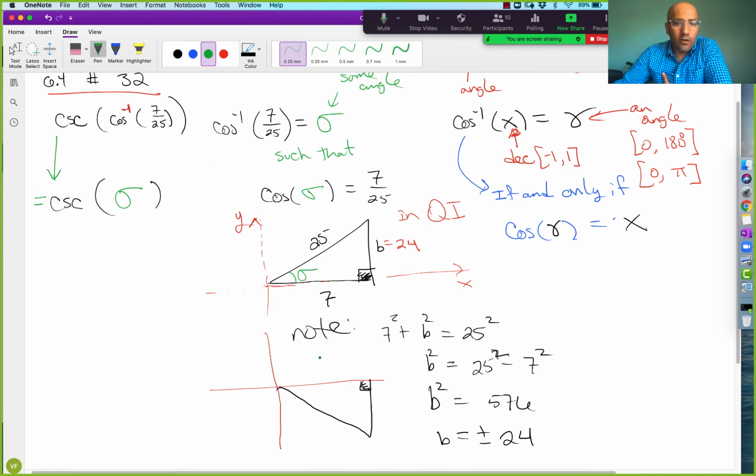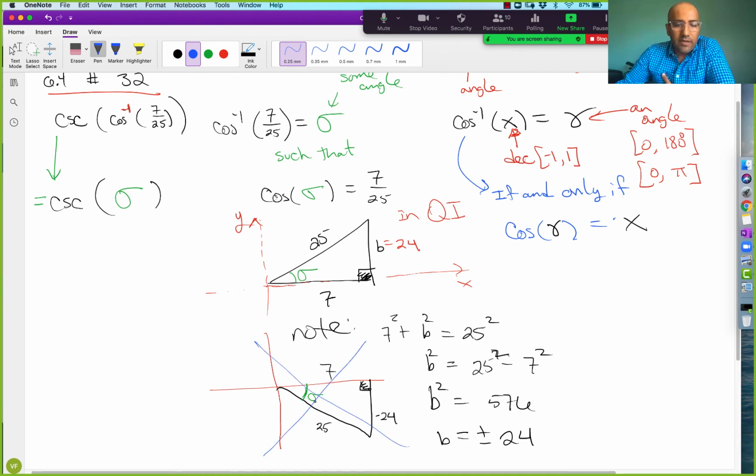Note that sigma could also be over here, or there could be a triangle over here that's equivalent, with the same sigma, and then we'd end up with another triangle. This one would be 25 on this side, 5 on this side, and this one would be 7, and then you go, okay, well this side's negative 24. Okay, we have another triangle. But this one can't be the one we're working with.